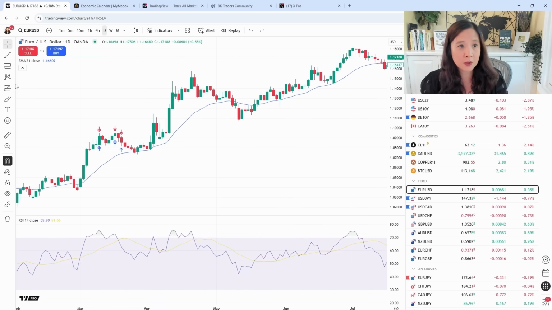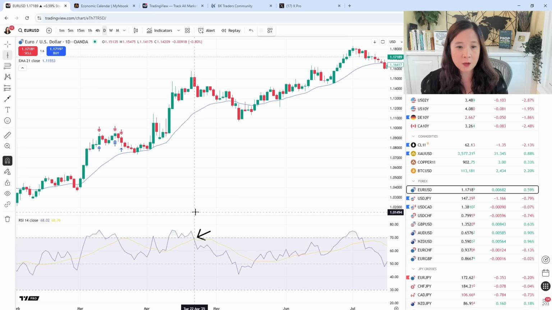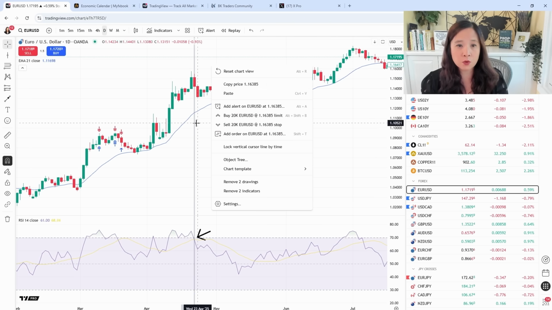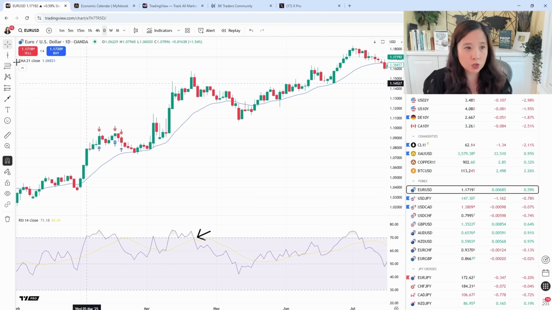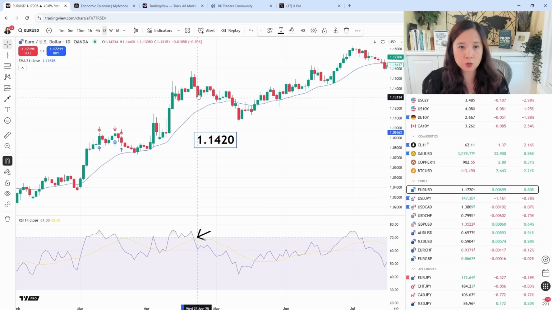So the second dip in RSI, let me get my arrow, actually happens over here. And if we put our vertical line down, that second dip in RSI happens right at this candle over here. So you would have sold right at this candle here at 114.20. And let me remove this line. So you would have sold at 114.20.